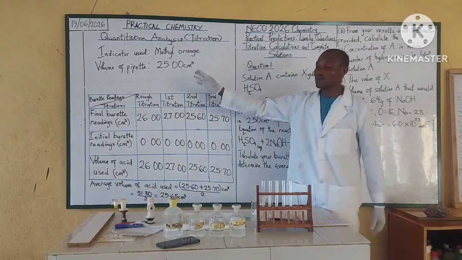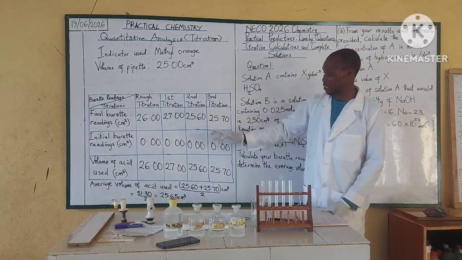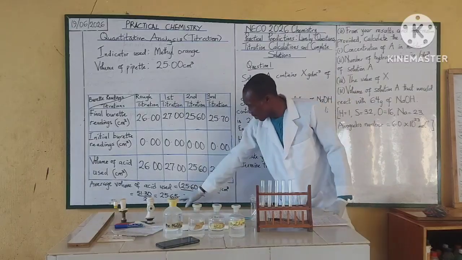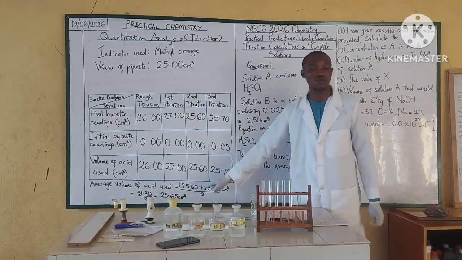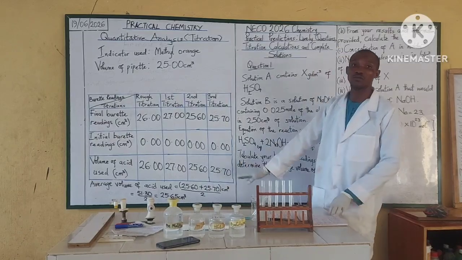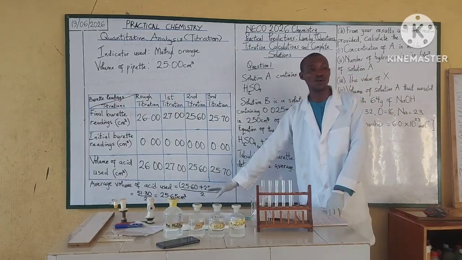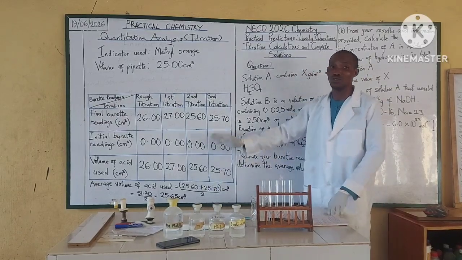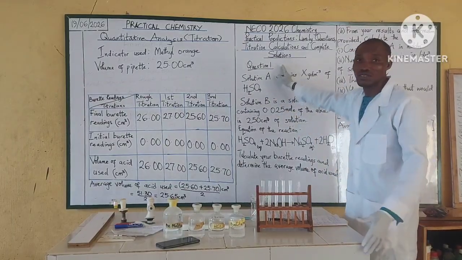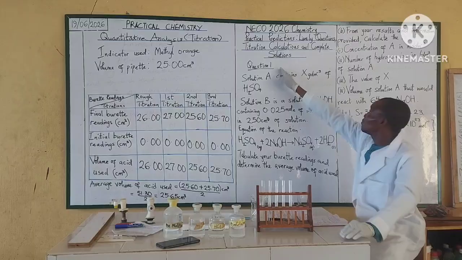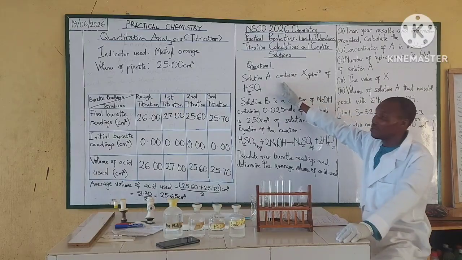Based on the last practical work that was done the other time, we arrived at the average titer value, which is 25.65 cm3. That's the average volume of acid used. Of course, that's our value, which we are going to use in subsequent calculations. Here is a set of questions which may likely come out during the forthcoming examination.